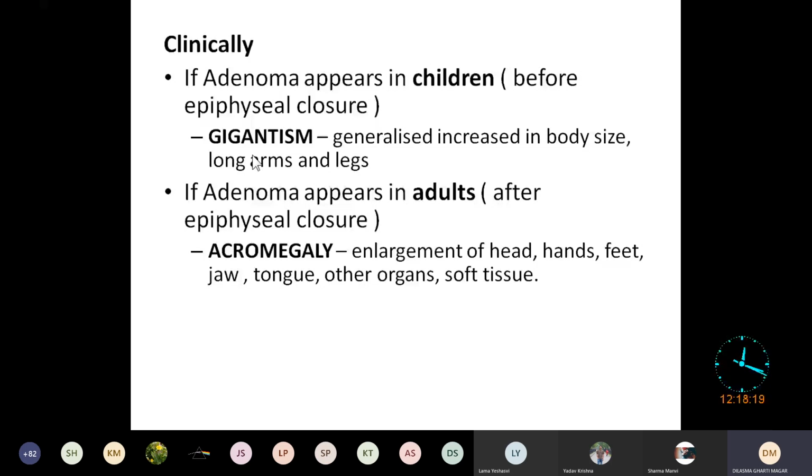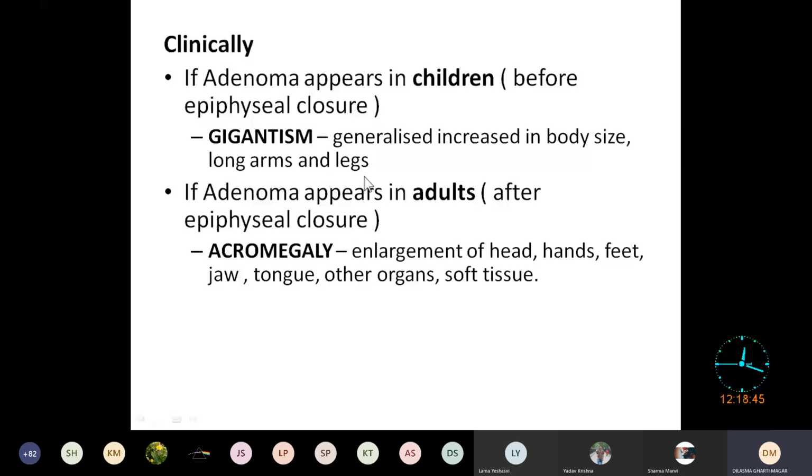So if a somatotroph cell adenoma occurs in children, then because of the increased production of growth hormone, their size also increases and they look huge, and that is known as gigantism. So here there is a generalized increase in body size, long arms, and then long legs will be there. So everything will be big only. That's why this is known as gigantism.